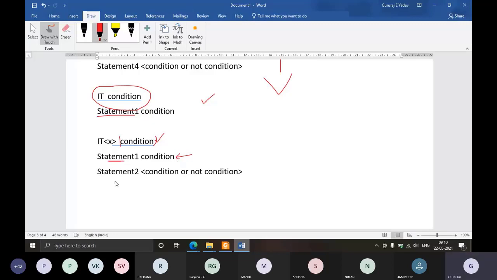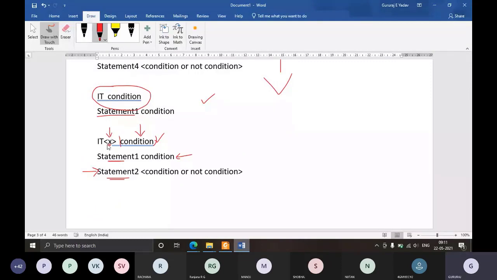So since there is statement 2 now, X is introduced. You can see there is a use of X. So X is needed. Why? Because X will tell you when statement 2 should execute. That is, whether statement 2 should execute if the IT condition is true, or whether statement 2 should execute whenever this condition is false. So based on that, you will select the X value.